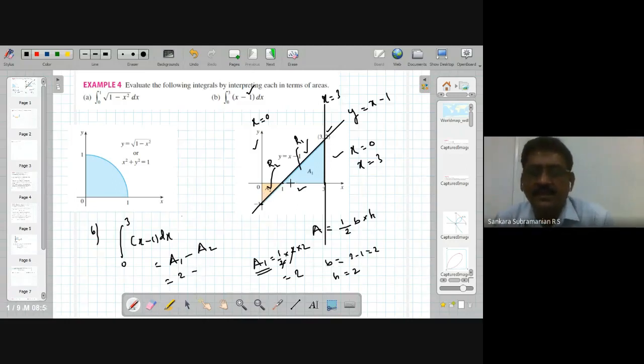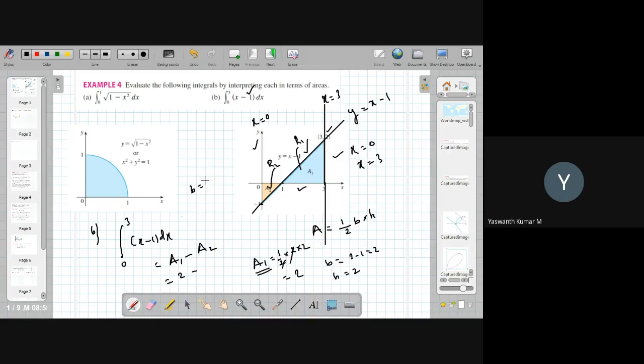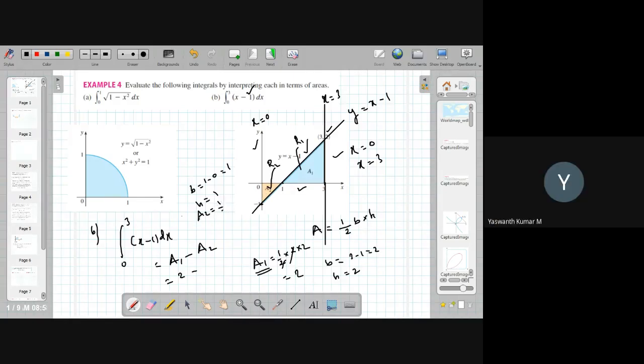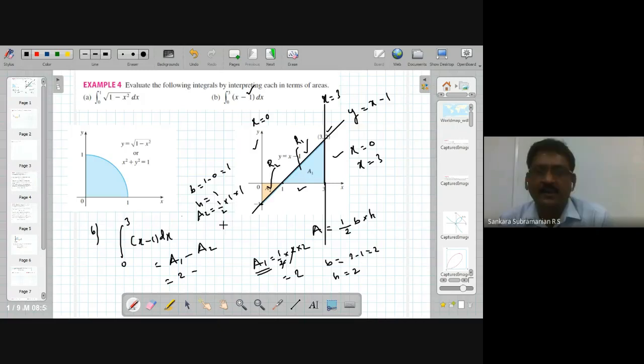Similarly, considering the triangle A2, what is the base? Base is 1 unit. 1 minus 0 is 1 unit. And whatever may be the height, it cannot be negative. Height is positive. This is 1 unit. Height is 1 unit. So therefore, area 2 can be easily calculated by 1 by 2 into base into height. You get 1 by 2 or 0.5. So this is 2 2s of 4 minus 1, 3 by 2 will be the required area.